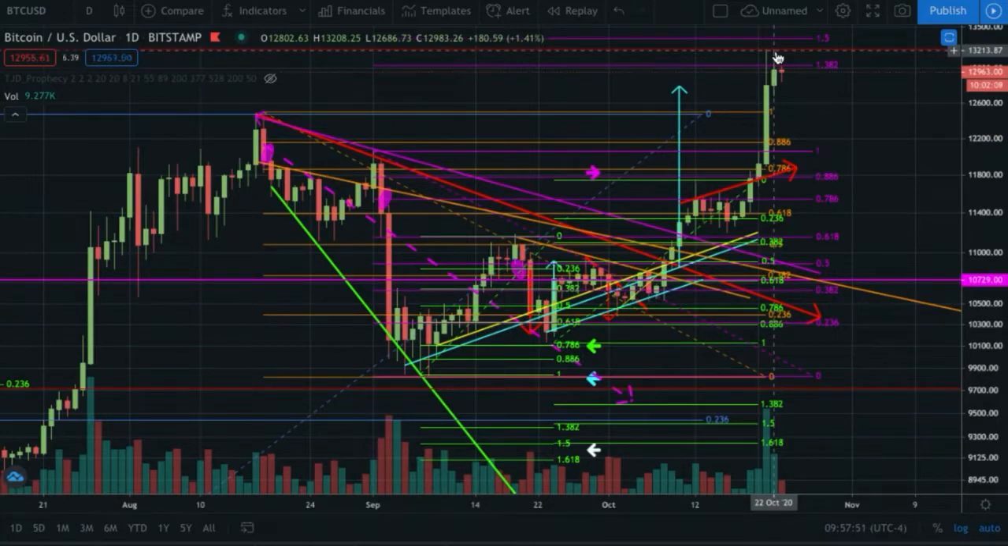Regardless of direction, regardless of what I think is going to happen, I always pay attention to the technicals. Always do the technical analysis in advance. That way I do have targets regardless of if I'm right or wrong. I can still make money in the market.